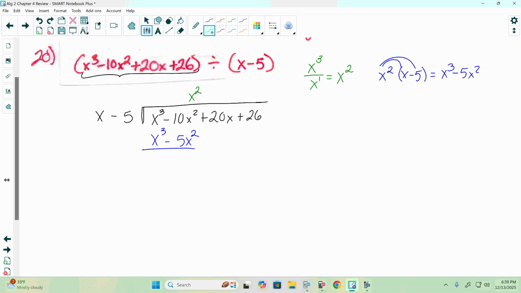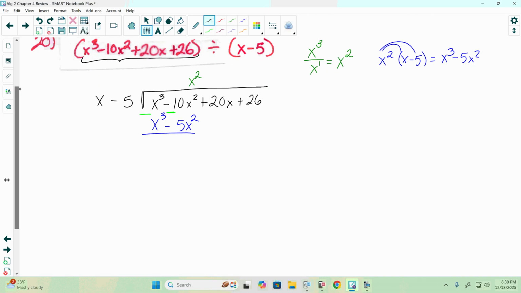And then for long division, we subtract. Synthetic division is where we add. Now we're going to go through and subtract. So our first one is going to be x cubed minus x cubed. X cubed minus x cubed is 0. Negative 10x squared minus negative 5x squared. Well, the negative and negative make a positive, so negative 10x squared plus 5x squared would be negative 5x squared. Now there's nothing else to subtract, so we bring down our next term.